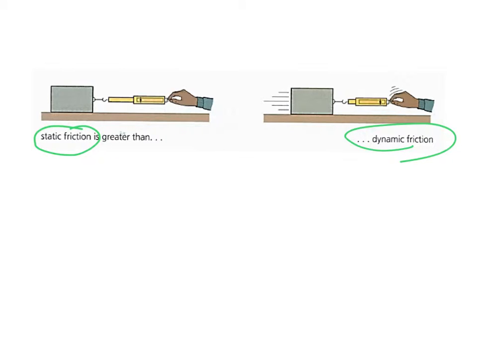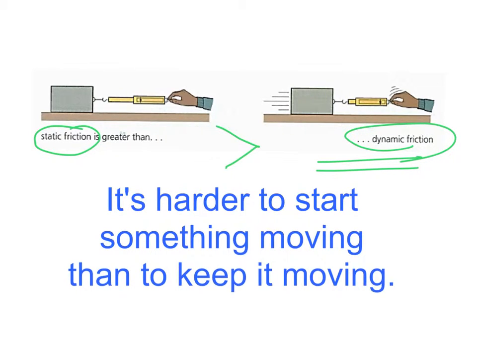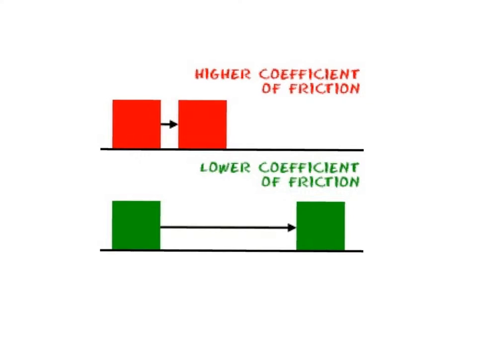And static friction is greater than dynamic friction. So it's harder to get something to start moving because it's stickier. There's more friction there between those two surfaces. Once you get something moving, it's much easier to keep it moving. Again, Newton's first law comes into play here. Something that's in motion wants to stay in motion. Therefore, it is harder to get something moving than to keep it moving.